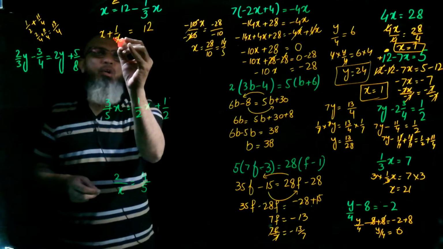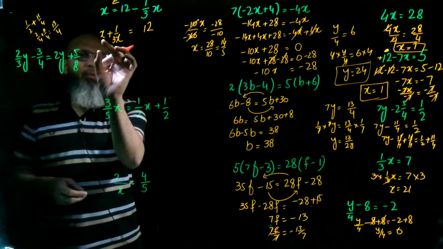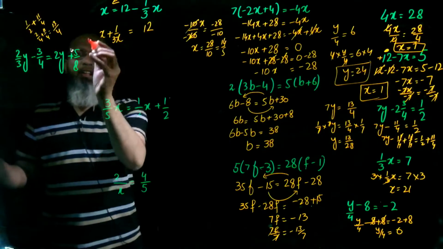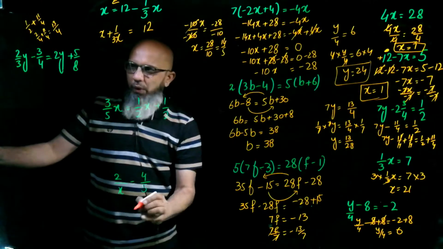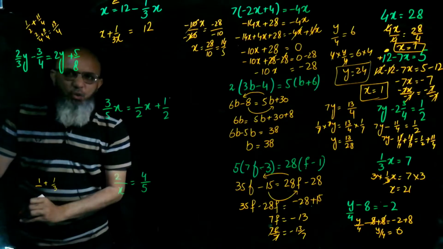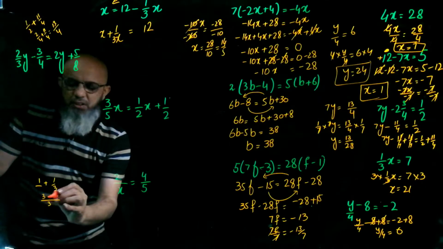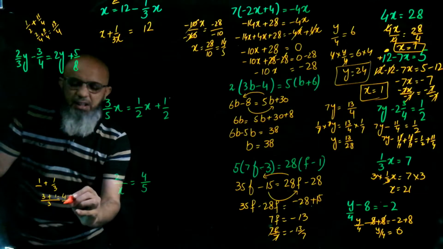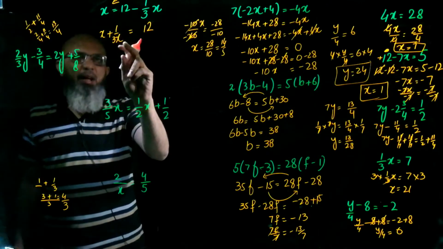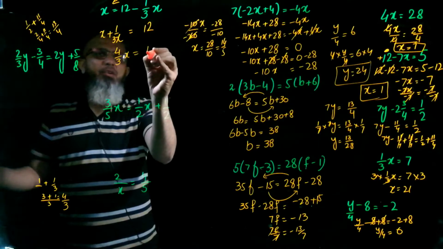Sorry, 1 over 3x. So what we did here, that is fraction form. What is the coefficient of x? That is 1, and that is 1 over 3. So if I want to add 1 plus 1 over 3, how will you add? Take the LCM, or you make the denominator the same. 3 ones are 3 plus 1, we will get our answer, that is 4 over 3. Means after adding x plus 1 over 3x, we get 4 over 3x is equal to 12.